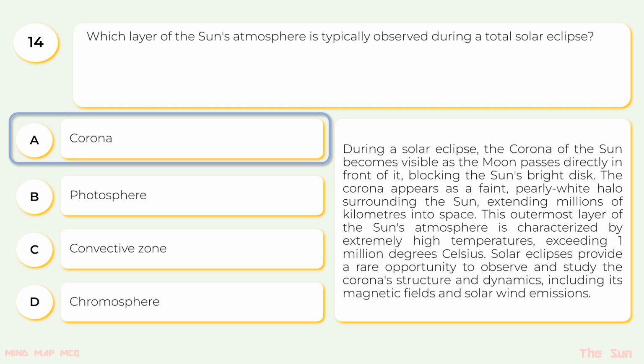The corona appears as a faint pearly white halo surrounding the Sun, extending millions of kilometers into space. This outermost layer of the Sun's atmosphere is characterized by extremely high temperatures exceeding 1 million degrees Celsius. Solar eclipses provide a rare opportunity to observe and study the corona's structure and dynamics, including its magnetic fields and solar wind emissions.